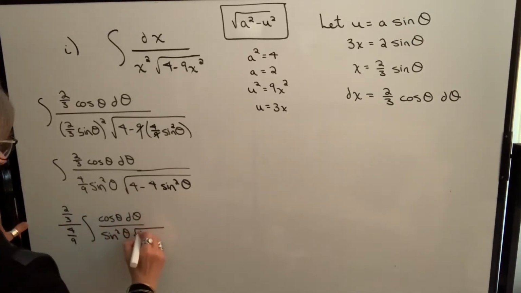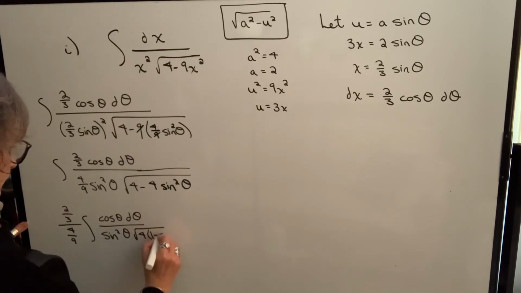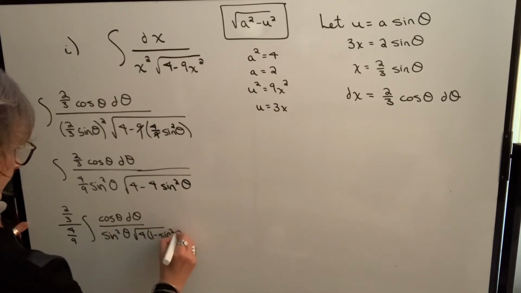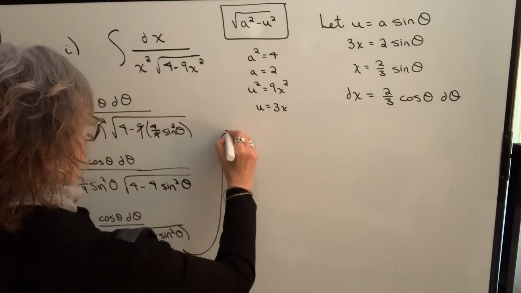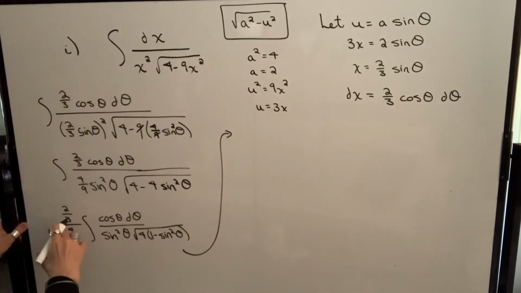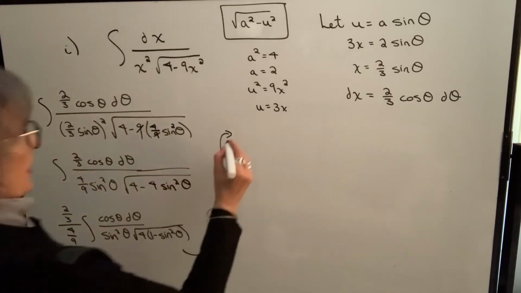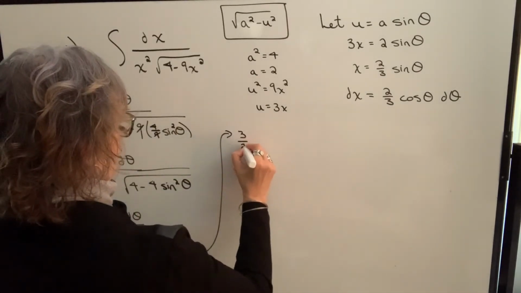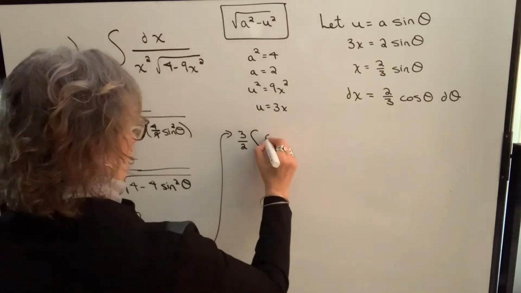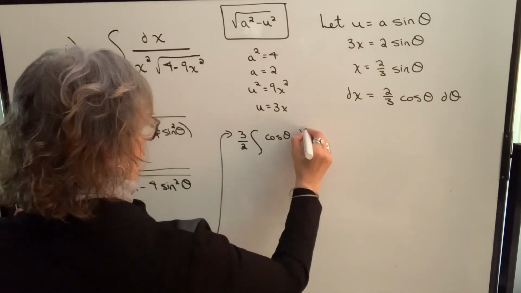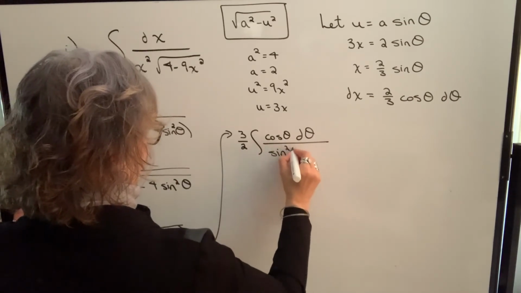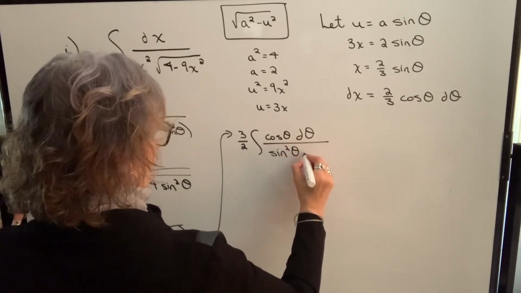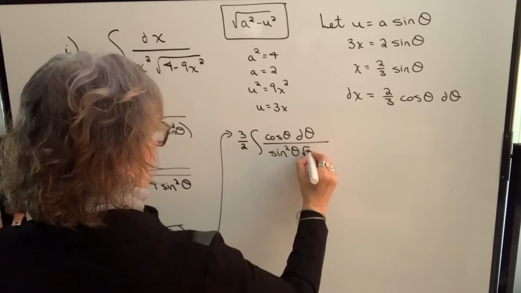And I'm going to factor out a 4. Two-thirds divided by 4/9 will be 2/3 times 9/4, so that reduces to 3/2. And then I'll have cos theta d theta over sine squared theta. And then I'm going to break that square root of 4 up.